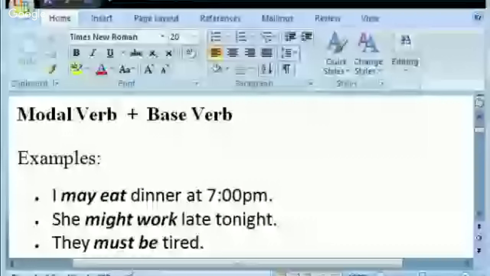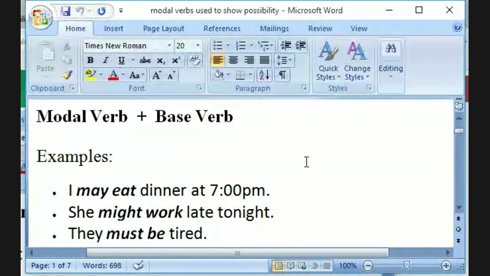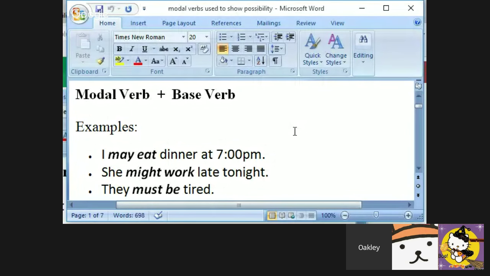Okay, first, a note about the form. All modal verbs, regardless of the person, whether the purpose is to show probability or possibility, or to show obligation, he should do it, or to ask permission, may I go. Regardless, the actual form is always the same, which is to say the modal verb plus the base verb.